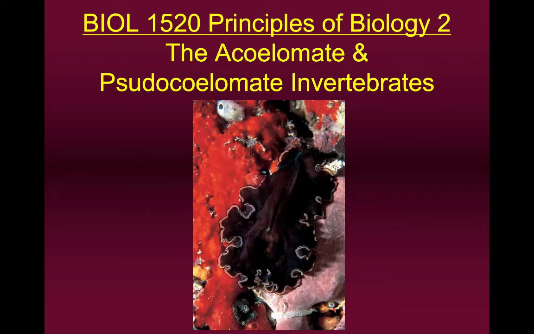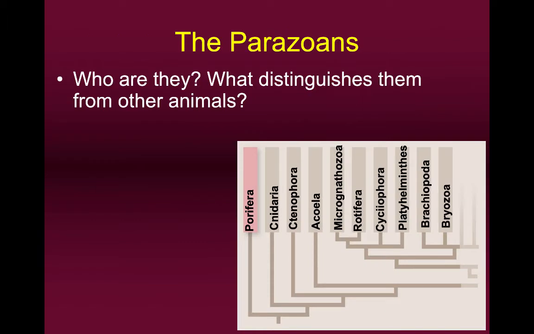Alright, so we're going to start up with our first lecture here on the acoelomate and pseudocoelomate invertebrates. So, in the last chapter we talked about parazoans, and we said parazoans is synonymous with the phylum Porifera, which are the sponges. And of course the thing that makes them different from all the other animals is the fact that they don't have tissue level structure.